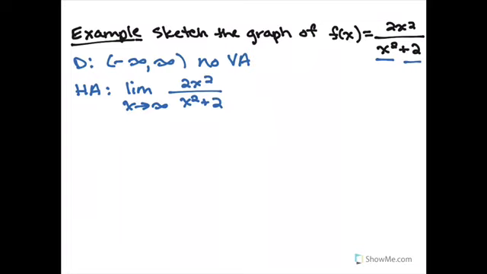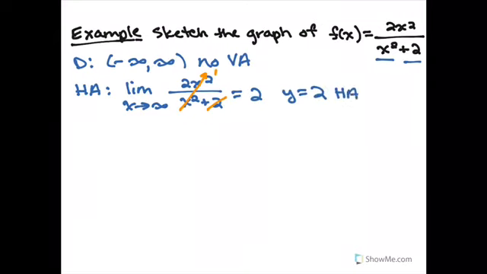So when I look at this, I see the 2 is insignificant. Then I have x squared over x squared will go to 1. So this limit is 2. So my horizontal asymptote occurs at y equals 2. And that's occurring going both to positive infinity and negative infinity, because if I took the limit as x goes to negative infinity, I'd have the same result.